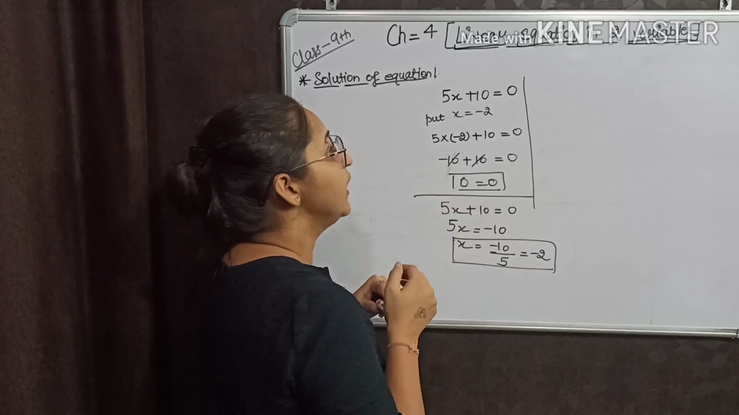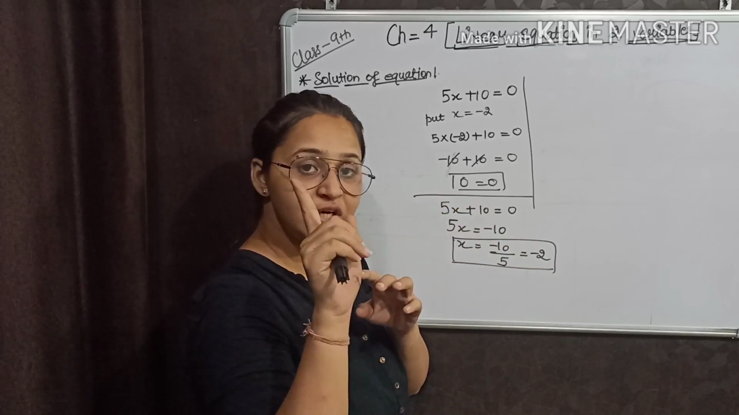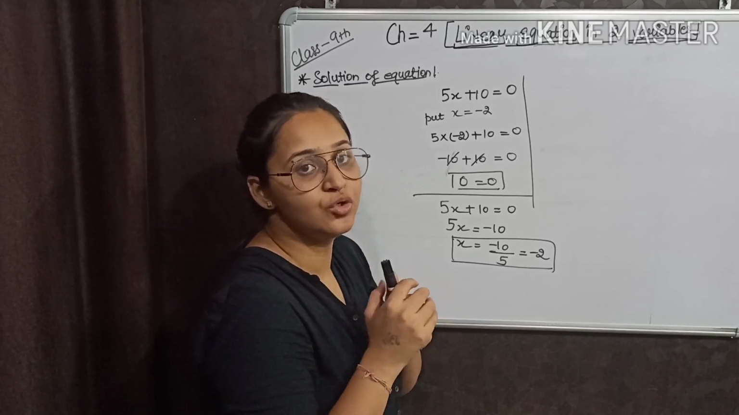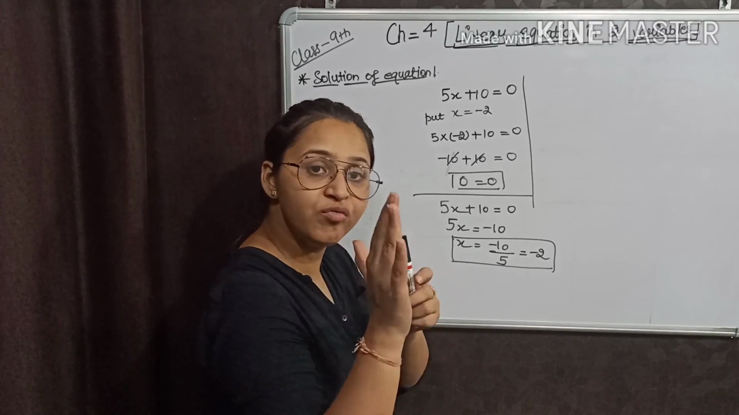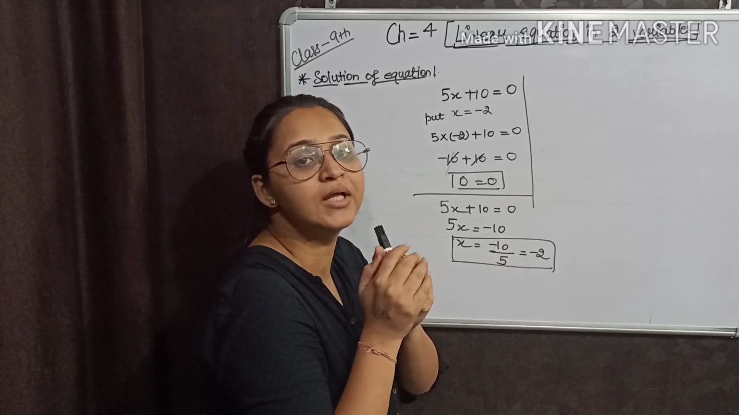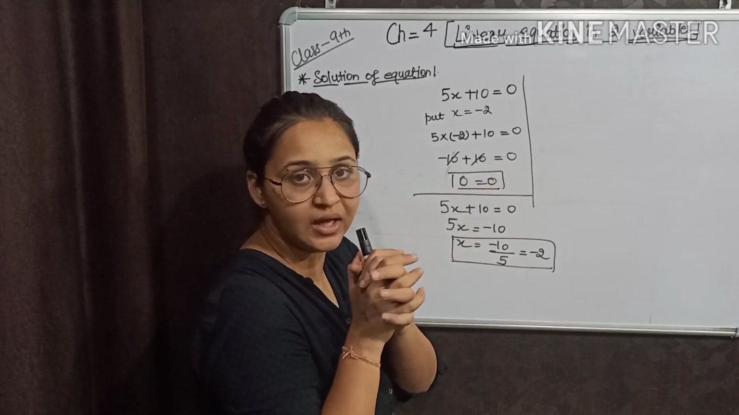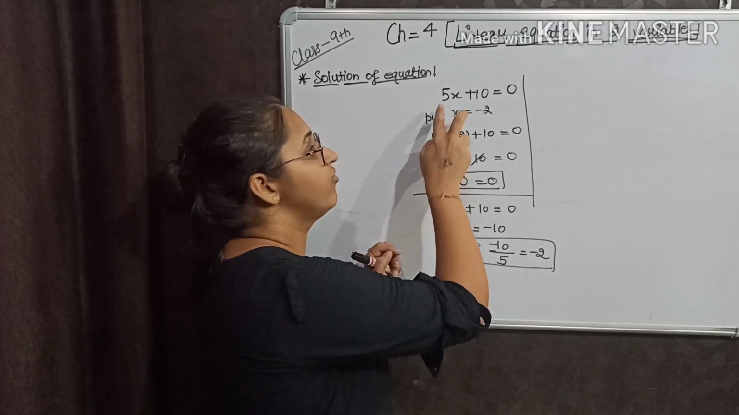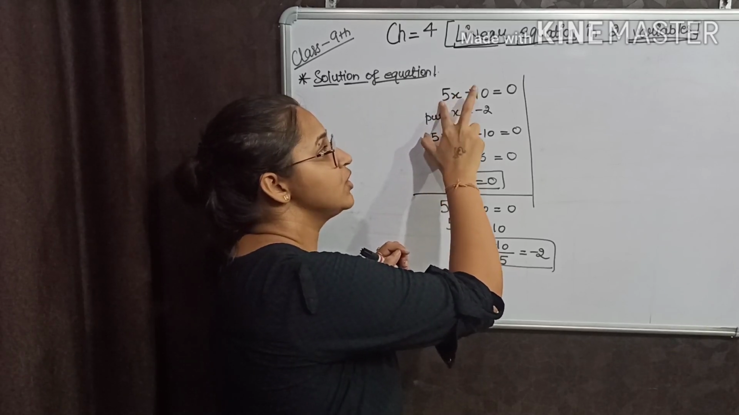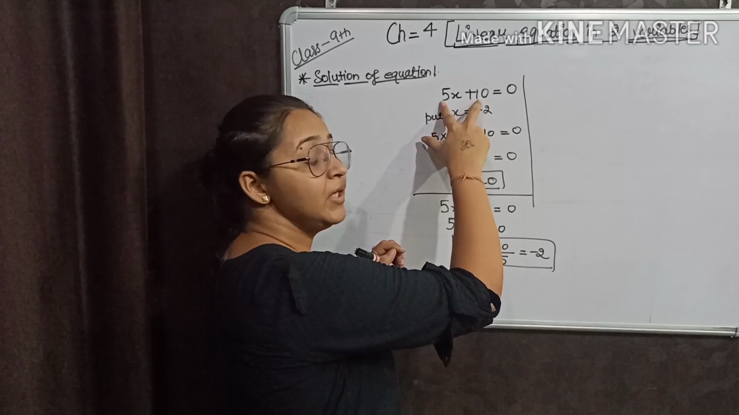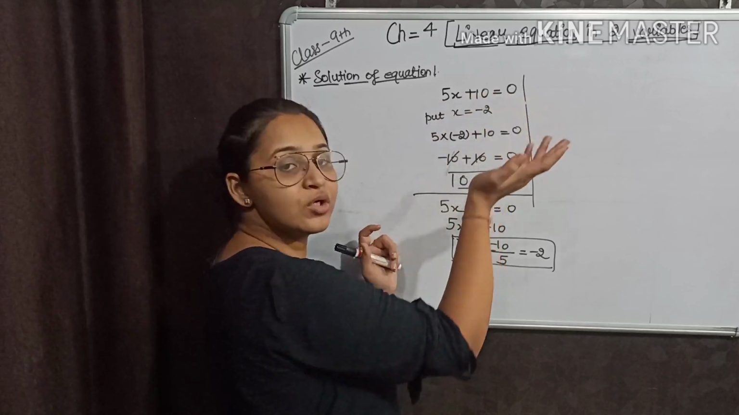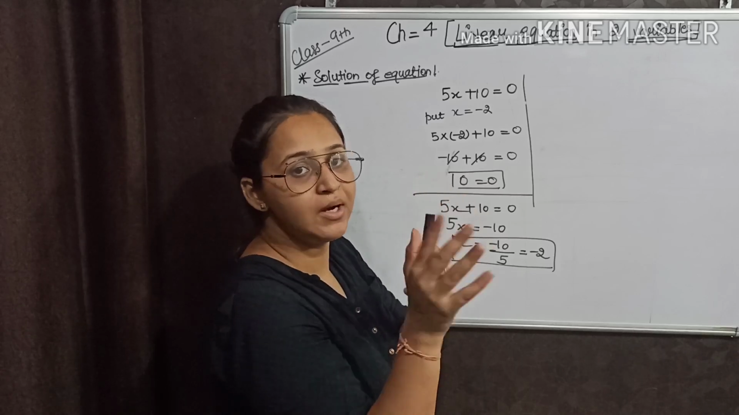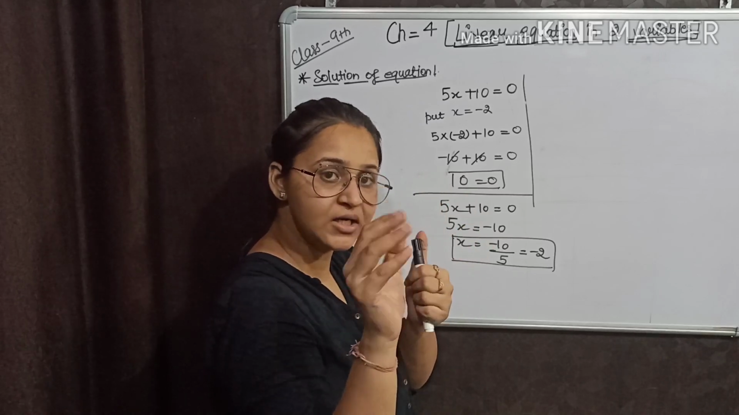See here, if you have a linear equation in one variable, then you will get a unique solution only. Unique solution means you will get only one value of the variable that will satisfy the equation. If I put x is equal to 0, 5 multiplied by 0 gives you 0, 0 plus 10 is equal to 10. But 10 is equal to 0? Is it correct? No. So a linear equation in one variable has only one solution, that is a unique solution.